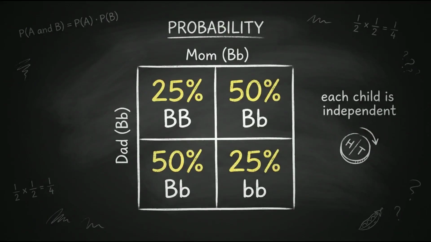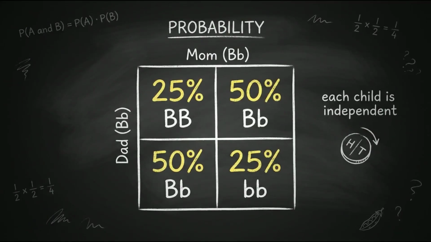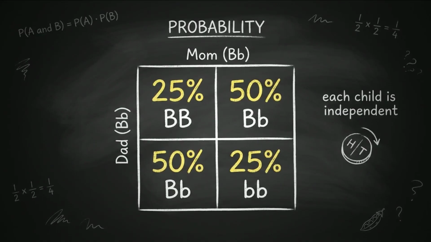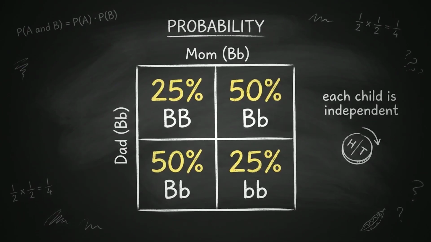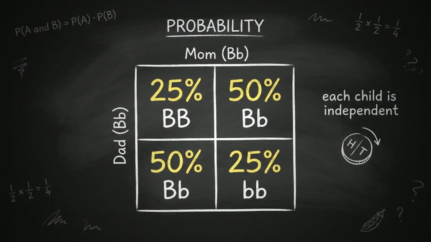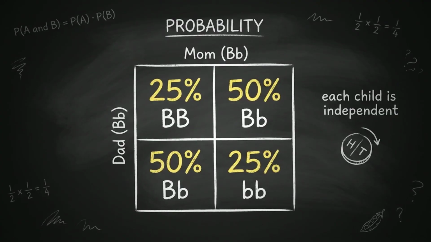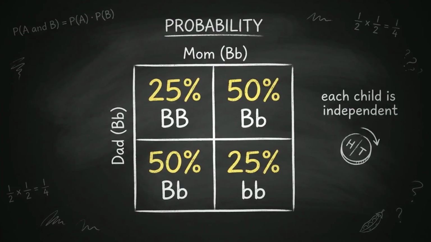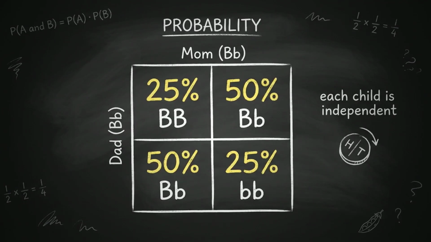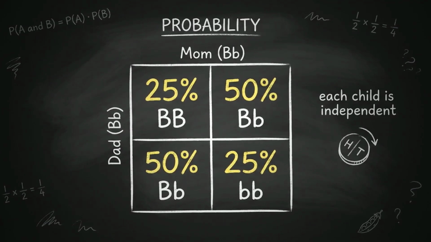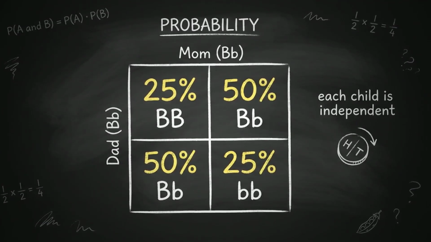Now turn those boxes into probability. Each offspring has a 25% chance of being BB, a 50% chance of being Bb, and a 25% chance of being bb. These are probabilities, not guarantees. Each child is an independent event. 3 brown-eyed children in a row does not make the 4th child more likely to have blue eyes. The square tells you odds, not certainties.